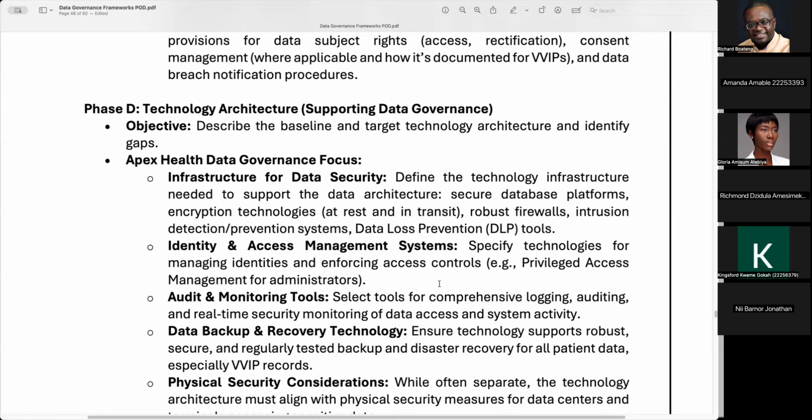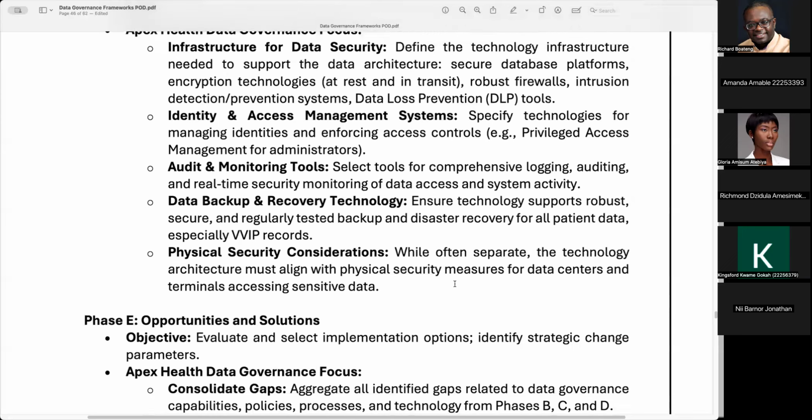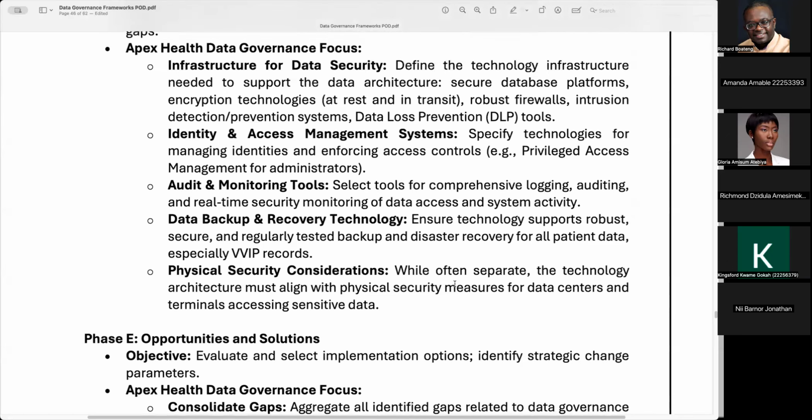It selects the specific identity and access management, IAM, systems needed to implement the required granular access controls, MFA, and PAM solutions. It chooses the audit and monitoring tools for collecting, storing, and analyzing security logs and generating real-time alerts. It specifies the requirements for robust data backup and recovery technology, ensuring solutions provide encrypted, frequently tested backups for VVIP records, stored in secure locations, potentially including physically separate, air-gapped, or vaulted storage, and meeting defined recovery time objectives, RTO, and recovery point objectives, RPO. It also ensures physical security considerations for data centers, server rooms, and even user access terminals, aligned with the high security requirements of the logical data architecture.